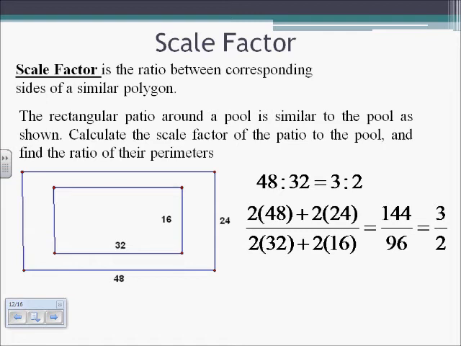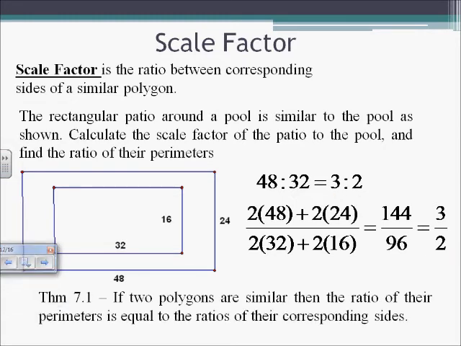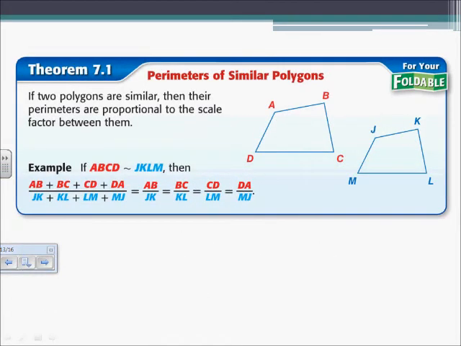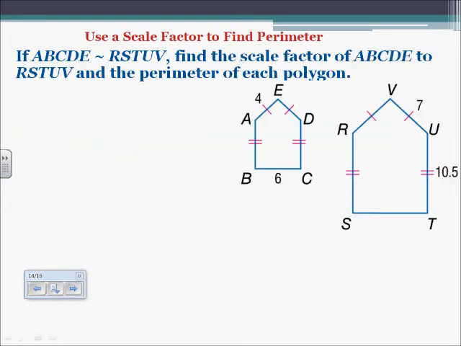So we have the sides in a 3 to 2 ratio, and we have the perimeter in a 3 to 2 ratio. So we calculate the scale factor of the patio to the pool, and now we follow the ratio of the perimeters. We notice that they're the same, the scale factor and the ratio of the perimeters are both 3 to 2, which leads us to the statement, theorem 7.1: if two polygons are similar, then the ratio of their perimeters is equal to the ratios of their corresponding sides. And here's that statement again. Okay, now that we know that, let's apply that.